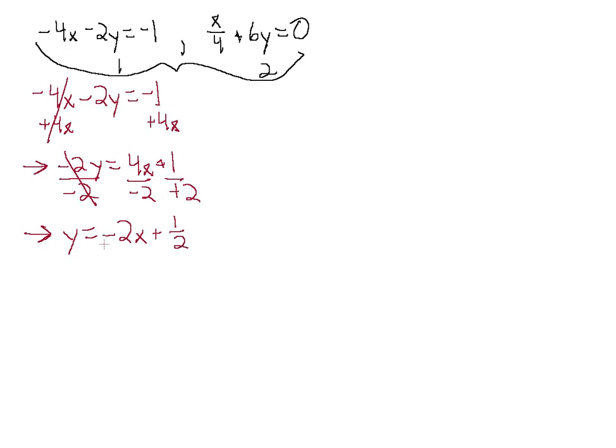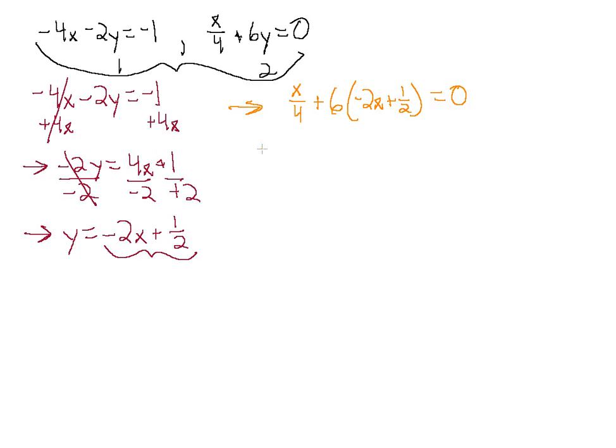So we have one variable in terms of another variable, so we're going to substitute this expression into our other equation wherever we see y. So this is what's called the substitution method. So let's go ahead and do it. We have x over 4, substituting into equation 2, plus 6 times our expression here, minus 2x plus 1/2 equals 0.